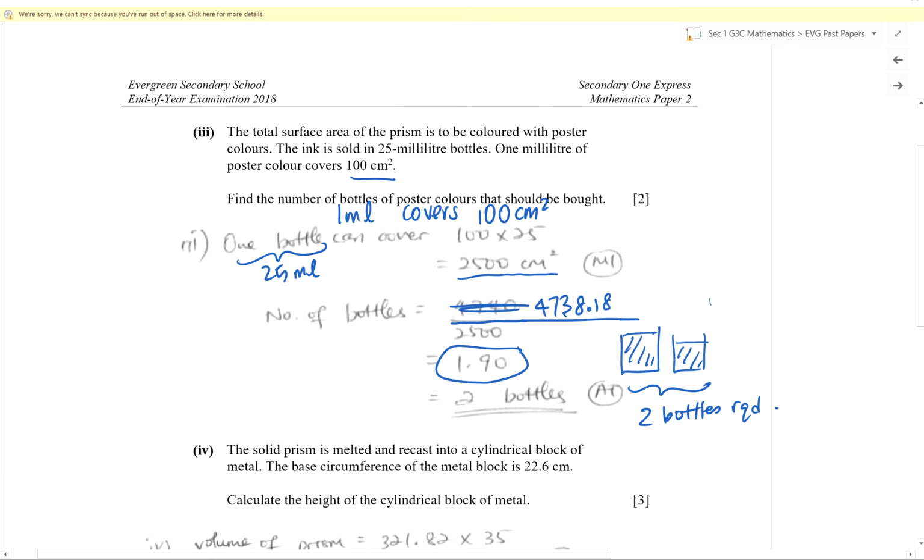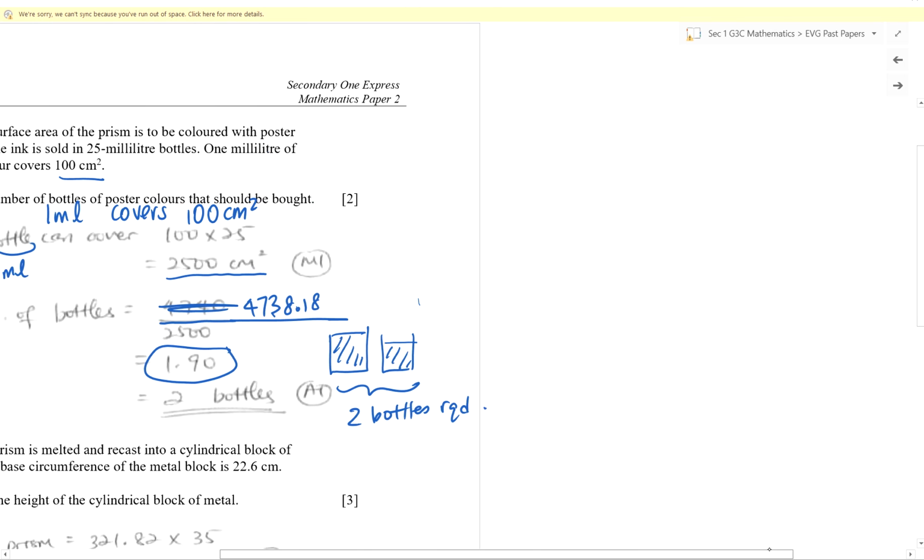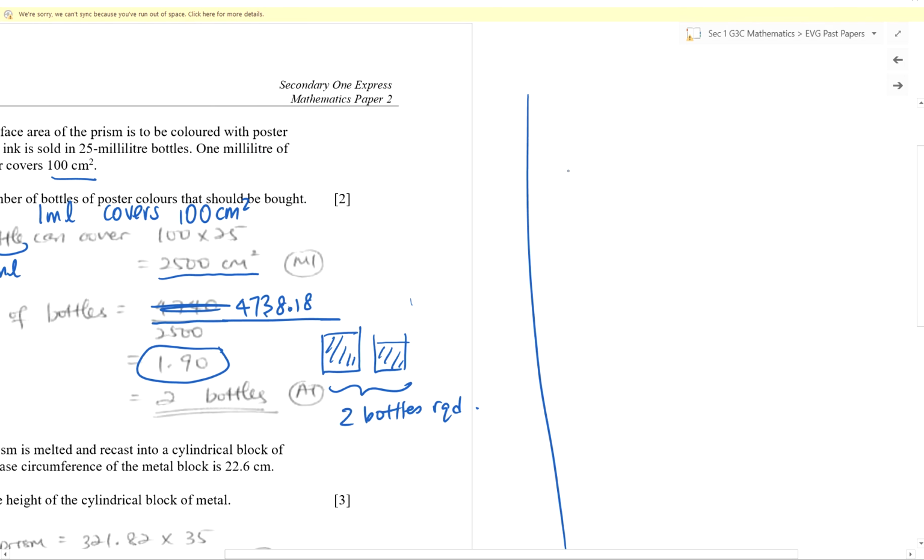Okay. Now, what if the question, after calculation, shows that the area, instead of 4738.18, is something else. So the number of bottles required equals some other number divided by 2500, and we arrive at a number, let's say 1.028 bottles. So what is the number of bottles required in this case? Should we round it off to 1 because it is very close to 1, or should we round it off to 2? So you have to understand the question.